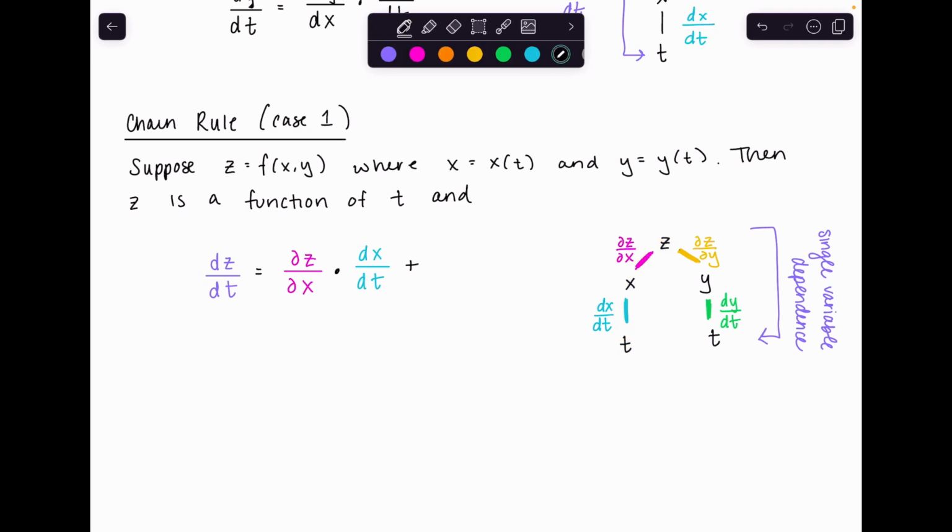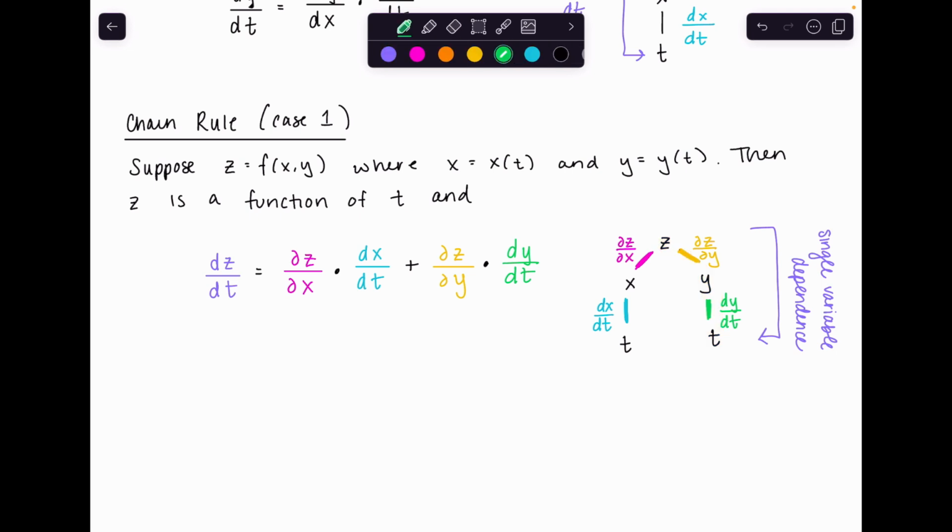Now I'm going to add the second way I get down to that variable, which is this second path. And so I need to go from z to y, which is a partial, and then I need to go from y to t, which is a normal derivative.